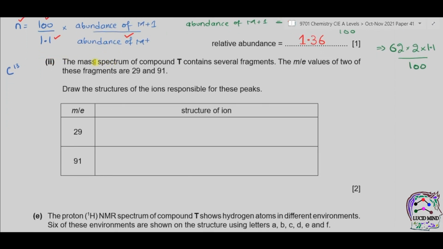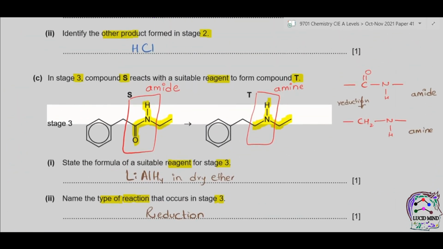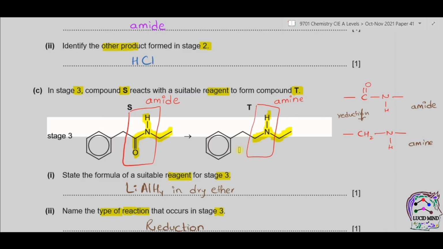Part 2. The mass spectrum of compound T contains several fragments. The mass to charge values of two of these fragments are 29 and 91. Draw the structures of the ions responsible for these peaks. This is the structure of compound T. We can draw it again and use this to write down the structural formula.